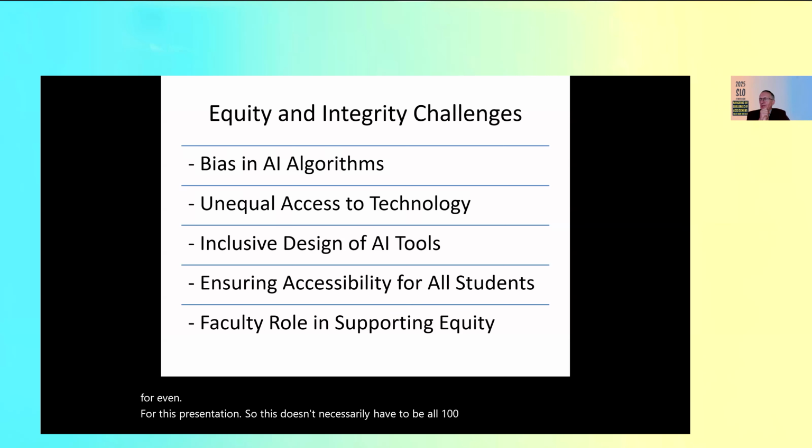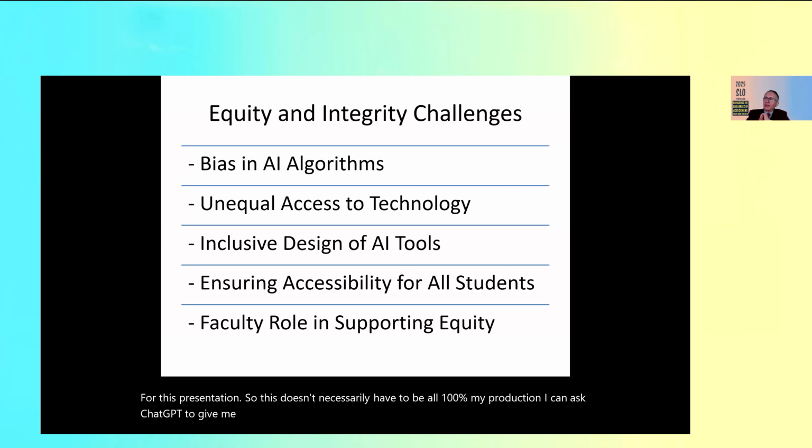I can ask ChatGPT to give me feedback, to come up with talking points, and then I can perhaps ask the audience to let me know what you think about it. But the idea is that these tools are at my disposal. These tools are available to me. This is what I can use for my benefit and my students'.